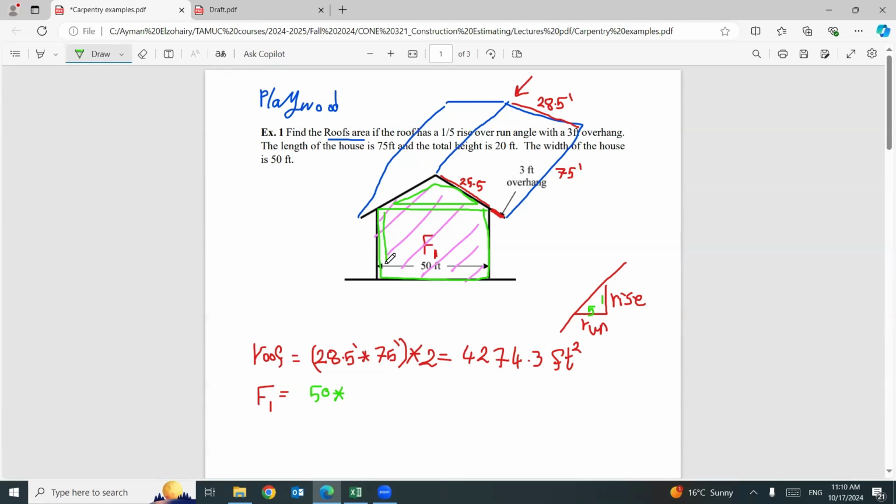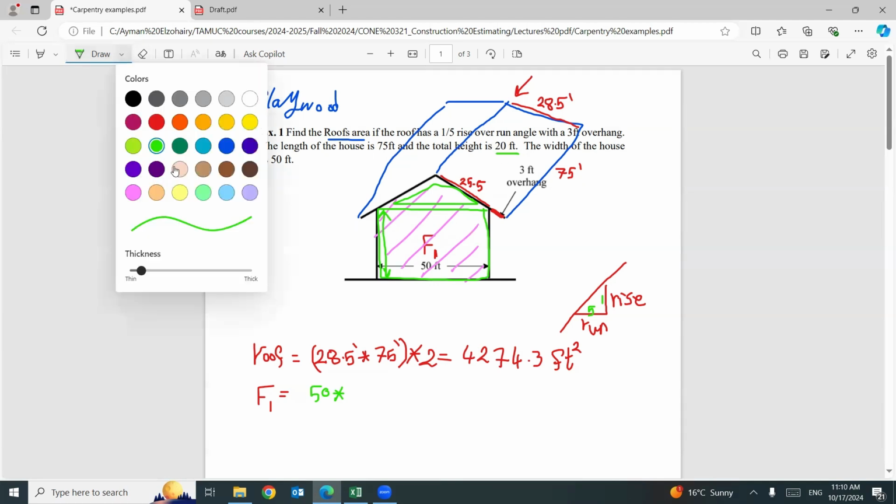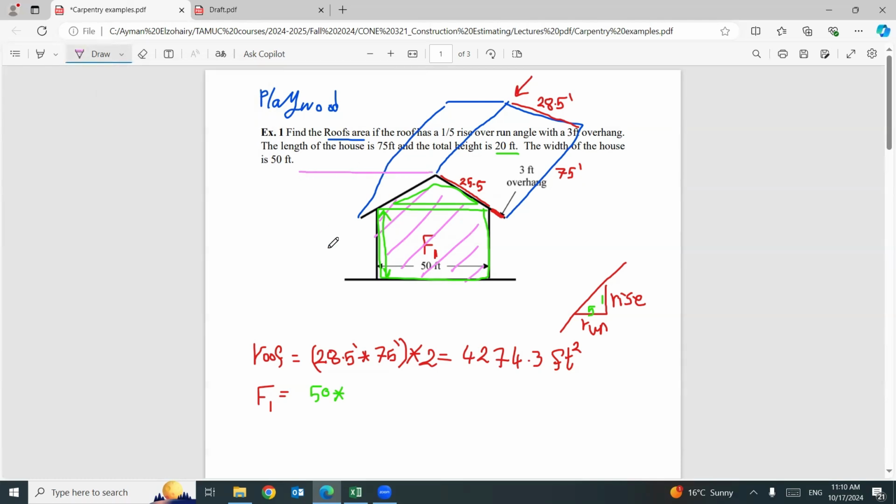This height is not given. So go back to your problem. Maybe you can find something. The problem said the total height of the building is 20 feet. Total height means the height from the ground surface to the top height of the building. This is the total height, equal 20 feet.